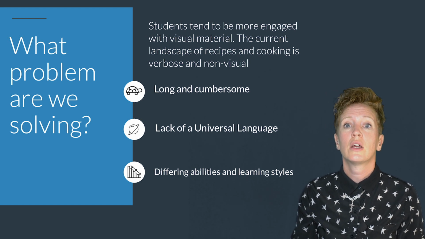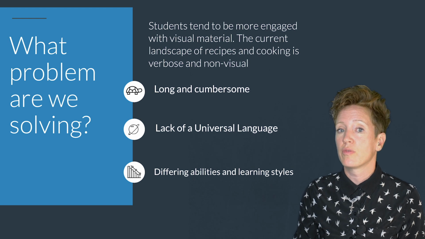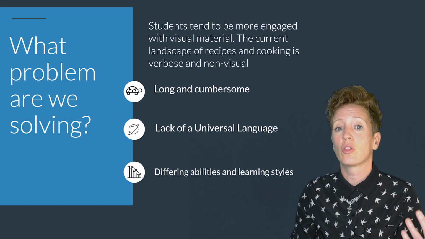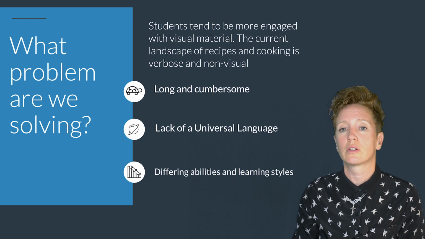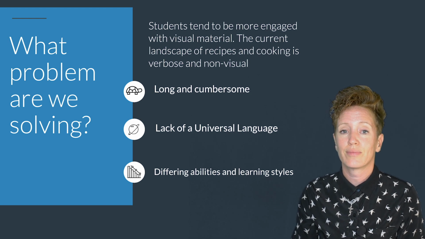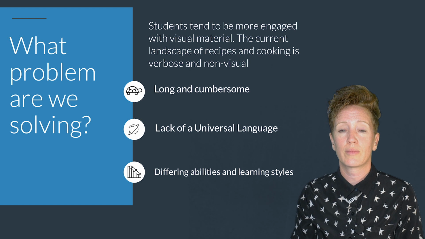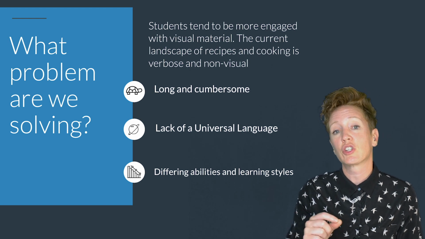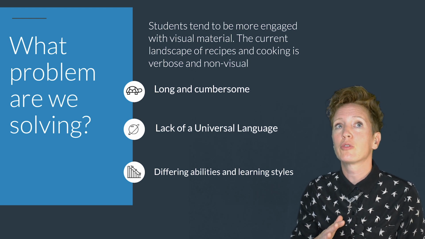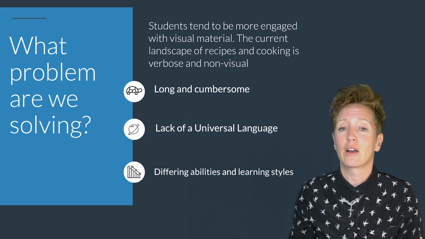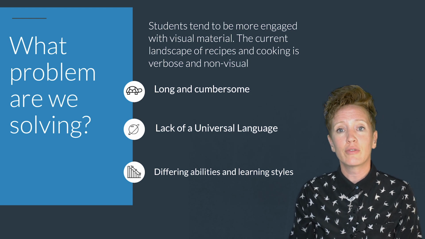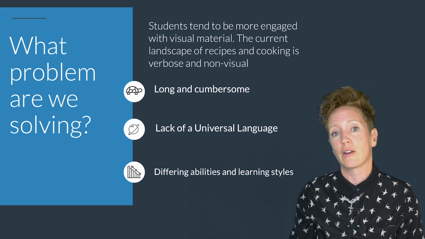This is the problem I want to talk about today, and one that I hope we're taking steps towards solving for. My students tend to be more engaged with visual materials. I bet yours are the same. We discussed how the learners of today are really visual learners. They love videos, images, and icons for everything. This bleeds into our classrooms. Yet the current landscape of educational materials and then culinary recipes for cooking is verbose and non-visual. They are long and cumbersome. They lack universal language, and this does not aid all the different abilities and learning styles that our students bring into the classroom.